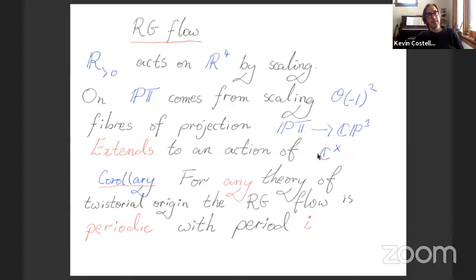Now, that's kind of a triviality, but it implies something really remarkable. If you take any theory, like any local field theory on twistor space, the RG flow is periodic in the imaginary direction. This is kind of a strange property. It almost never happens.